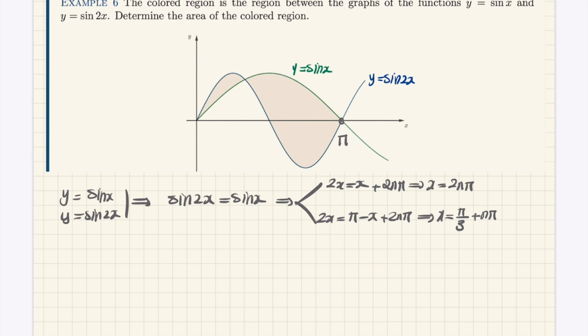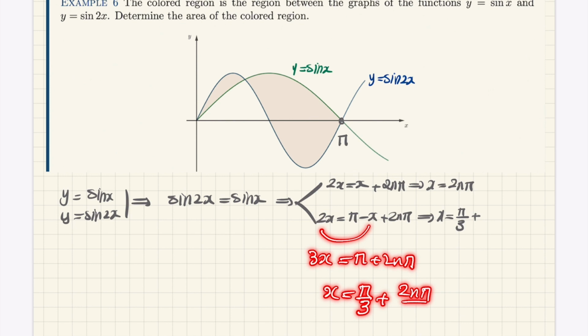Oh, I made a mistake. Yes, sorry, I made a mistake in dividing. You didn't tell me. So let me repeat. If I move this to the left, it becomes 3x equals pi plus 2n pi. When I divide by 3, I have to divide everything by 3, not only the first one but also the second one. So this is 2n pi over 3. Sorry.